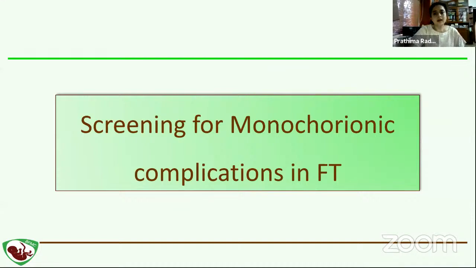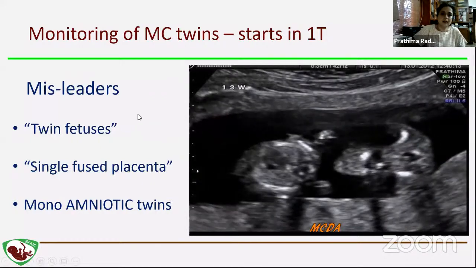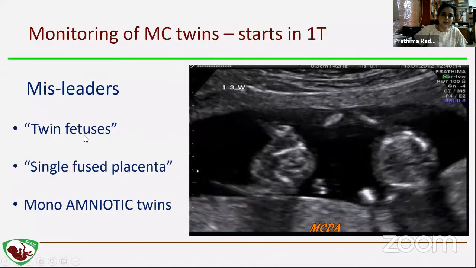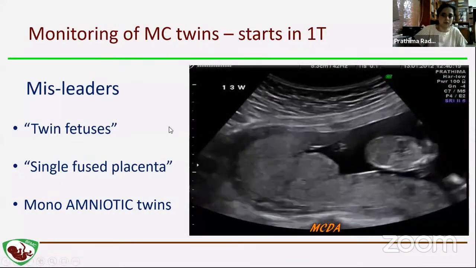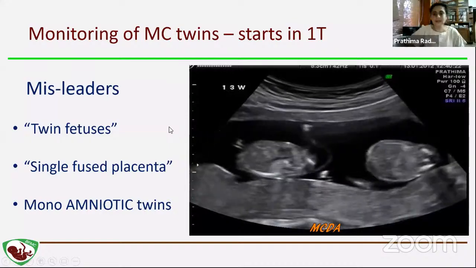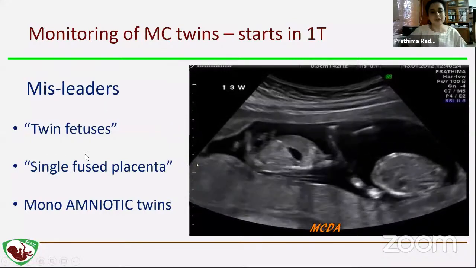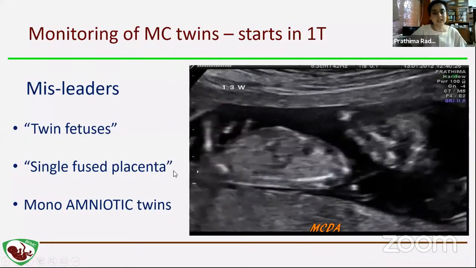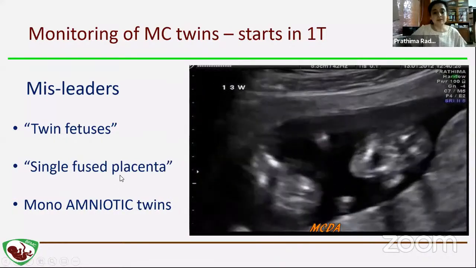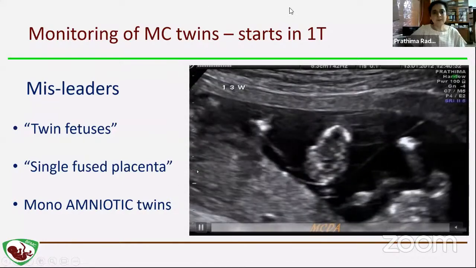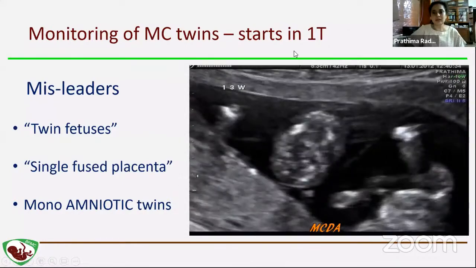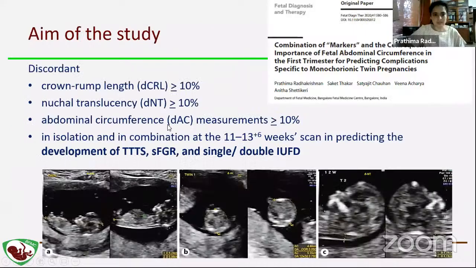Now, coming to screening, how do we screen for complications? It is possible to do that. Again, it's very important, as I already said, that there is nothing called twin pregnancy. They must be baptized as dichorionic or monochorionic. Of course, there can sometimes be a single fused placenta, but it must be described as what it is likely to be. And the monoamniotic, I've already said. The monitoring for all monochorionic pregnancies really starts in the first trimester itself.